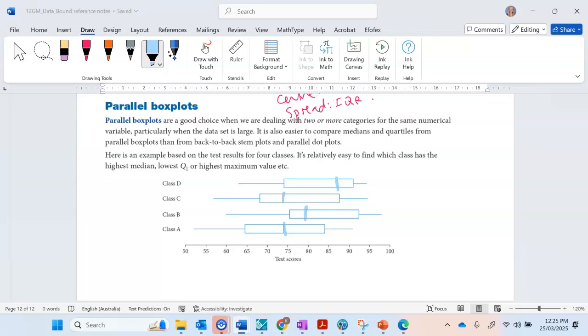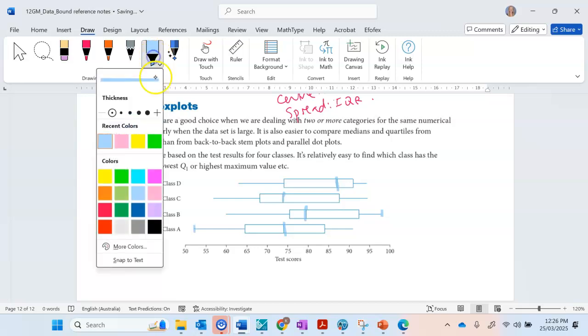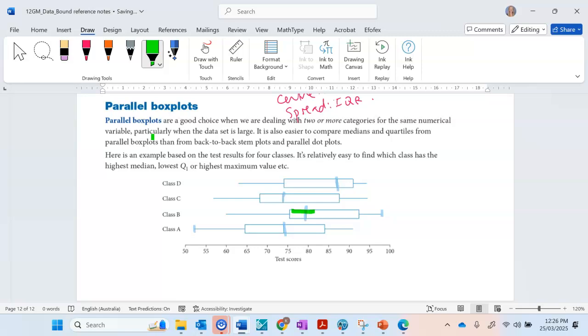So we can see class D has a higher median and class B has the highest value. Class A has the lowest value. And we can also look at the interquartile range, so it tells us how varied the data is. Class B looks like it's got the smallest interquartile range, but they're all relatively the same.